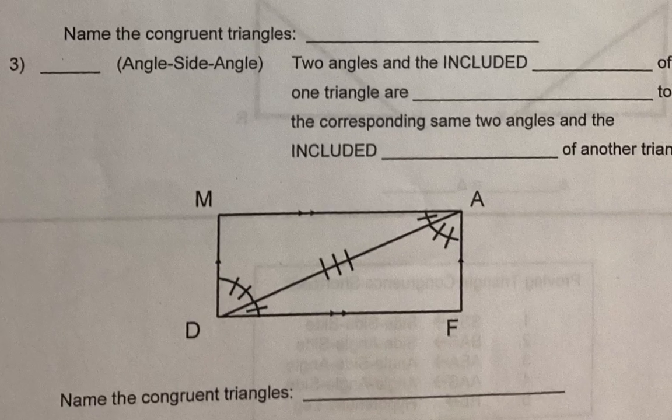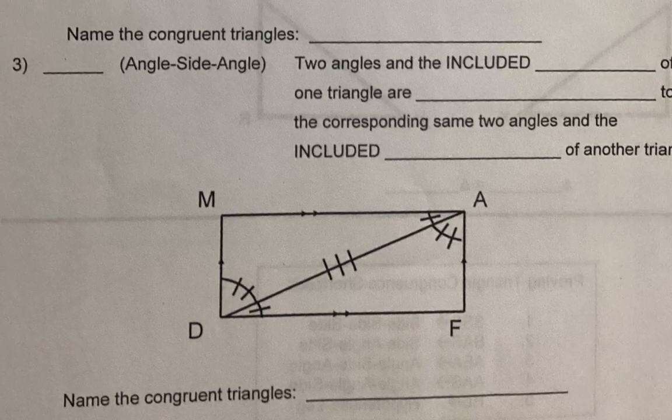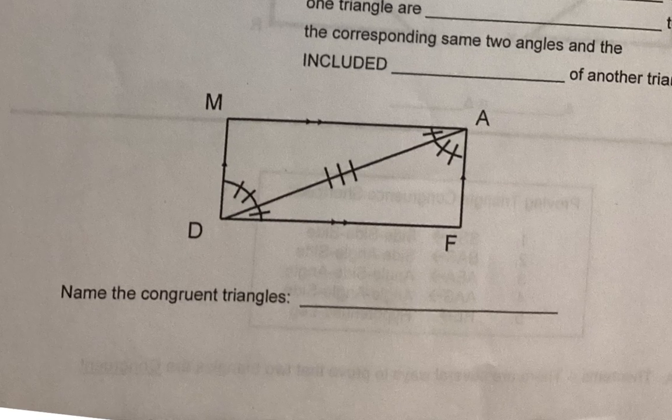So now we got angle side angle. So if I can find 2 angles and the included side of one triangle, that should be congruent to the corresponding same 2 angles and the included side of another triangle. And then I'll show you how we can write those statements. This is slightly different. These 2 triangles are kind of sort of put together. So let's see what we have now.